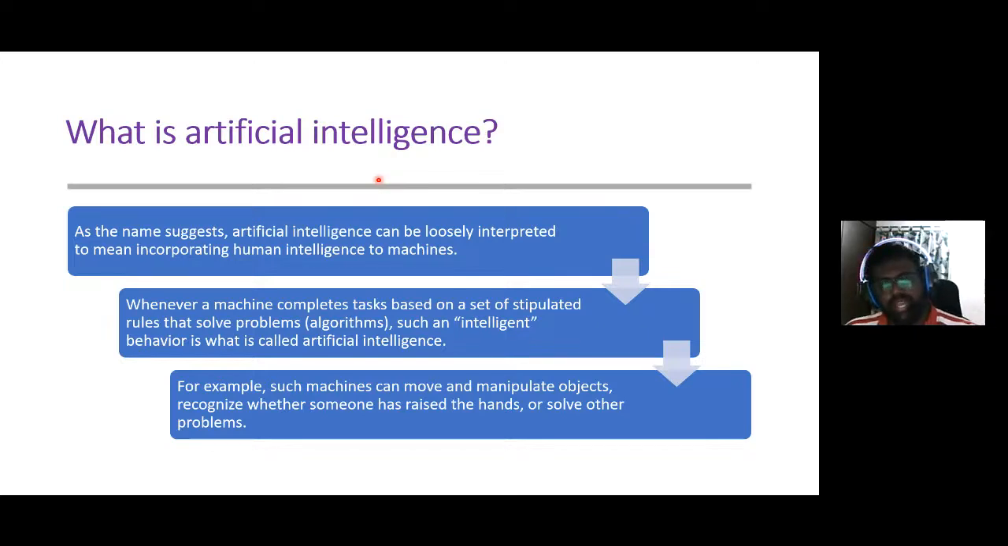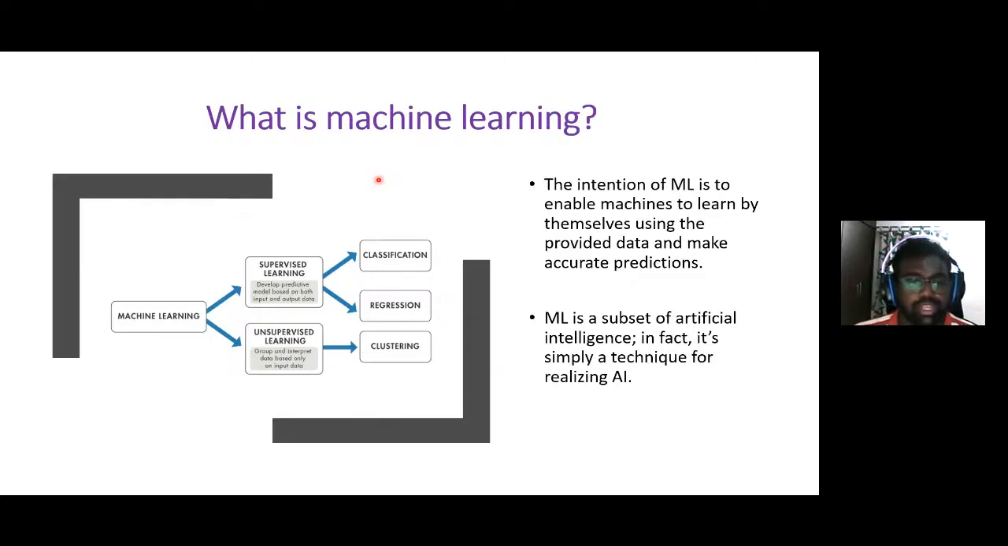So now let me tell you what is machine learning. If you see machine learning, there are two things. One is supervised learning and the second one is unsupervised learning.